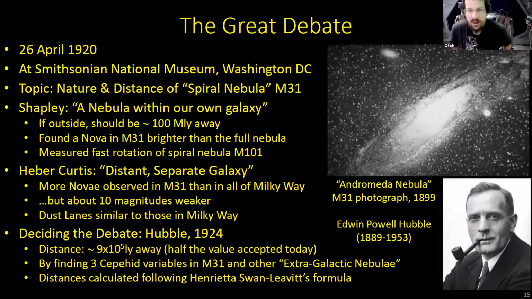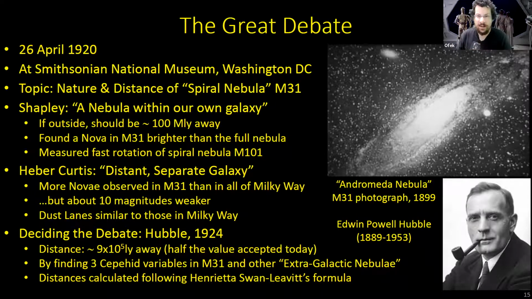And what he did was basically use Cepheid variable stars. We talked about them when we talked about variable stars earlier on in the semester. Henrietta Swan-Leavitt, as you recall, gave a formula relating the absolute luminosity, the absolute magnitude, of a Cepheid variable to its period. And then if you know the observed magnitude and compare it to the absolute magnitude, which you can estimate from the period, you know the distance. And this is what Hubble did.